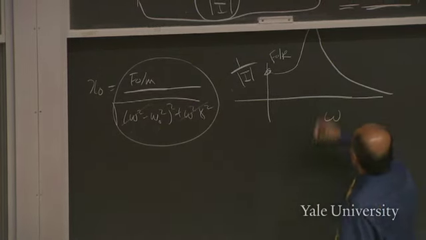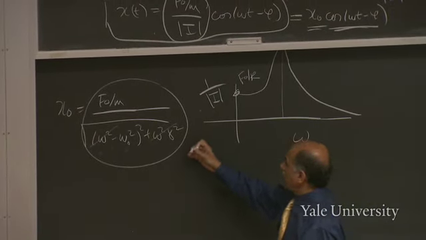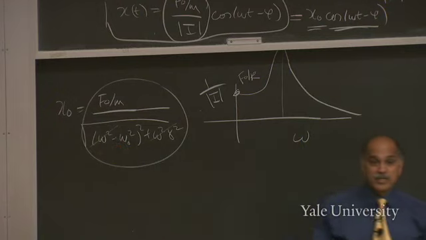Now, one of the homework problems is to find out exactly where it peaks. But if gamma is very small, you don't have to do much work to know it peaks at omega equal to omega naught, but otherwise it's near that. That's a phenomenon that's called resonance.